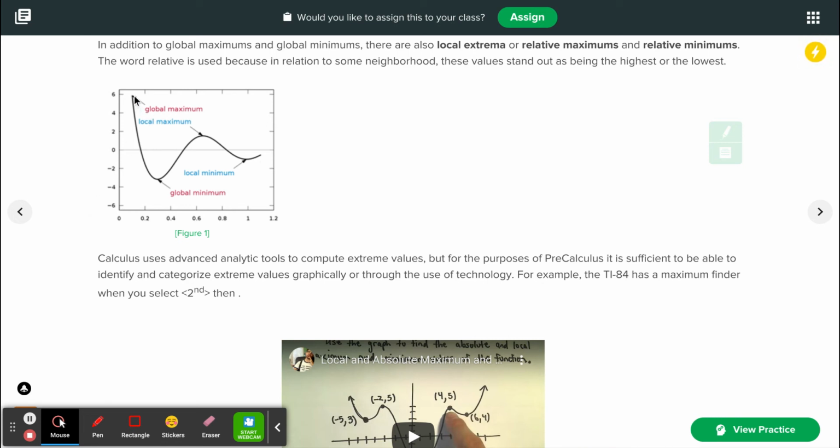Now, this graph is cut off here, and so that's why we talk about a global maximum being this highest point, because that is the highest point over that whole graph. We have a global minimum here because that is the lowest point of the whole graph. But if we zoom into this little hump in the graph, we could consider that a local maximum. And down here, this would be a local minimum because in this little zoomed in area, that would be the bottommost point.